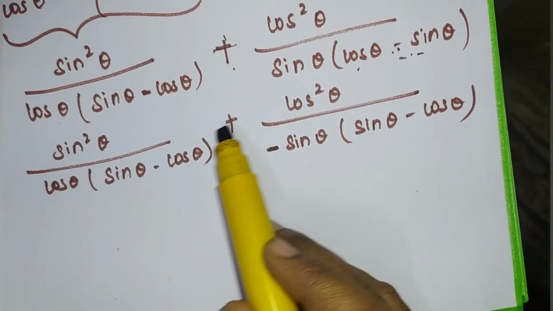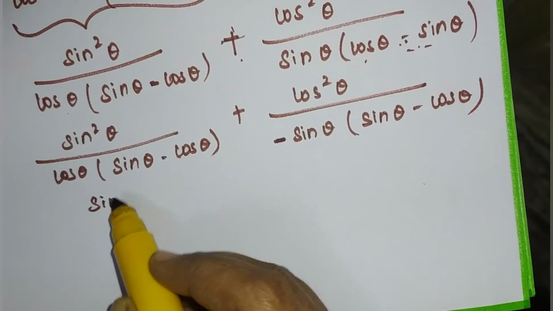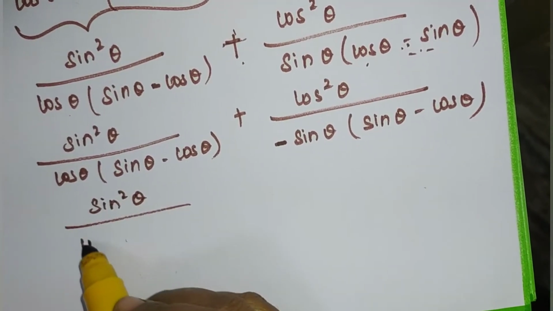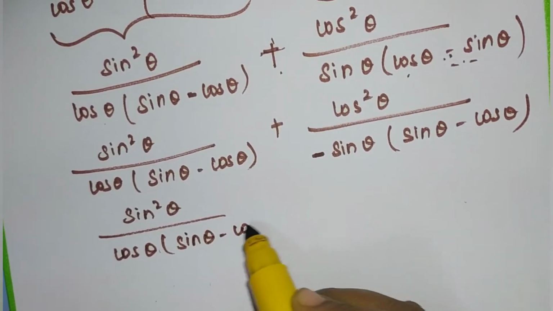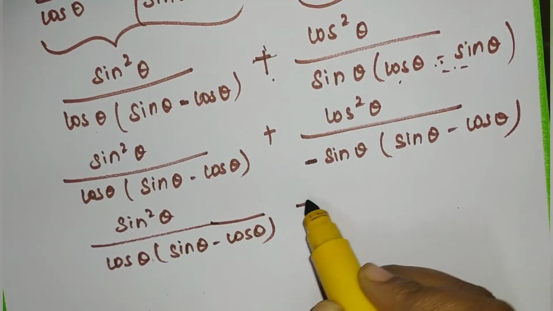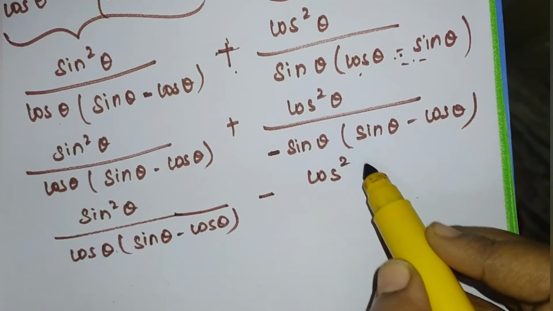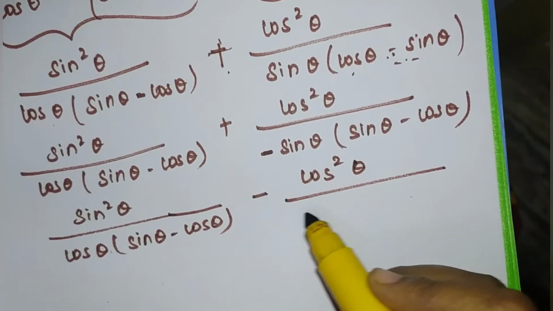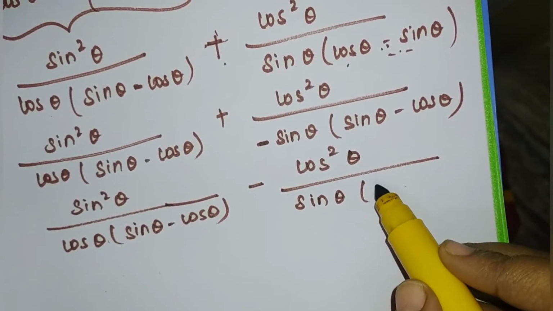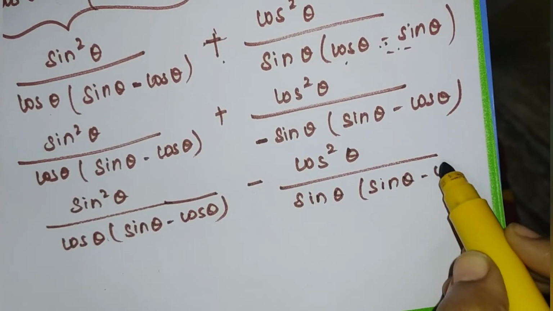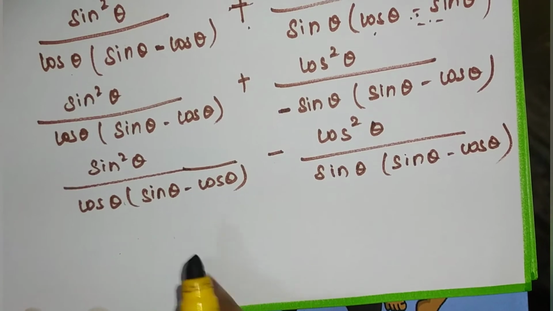Here we can change negative. You have to change negative. So sin square theta divided by cos theta into sin theta minus cos theta, minus cos square theta divided by sin theta minus cos theta. Now take the LCM.